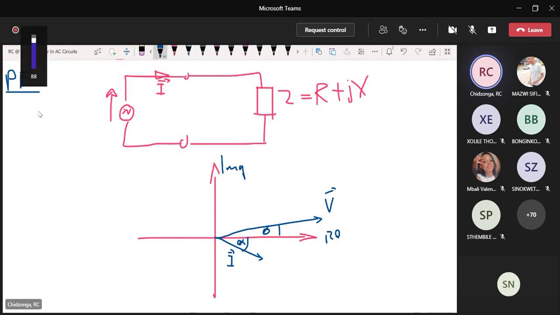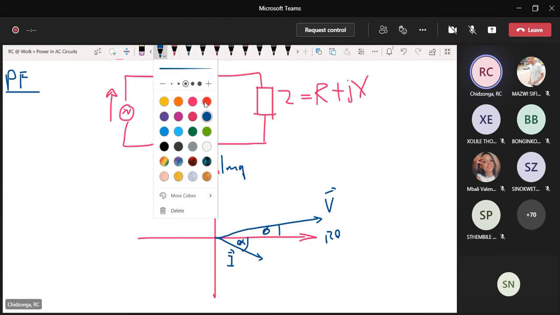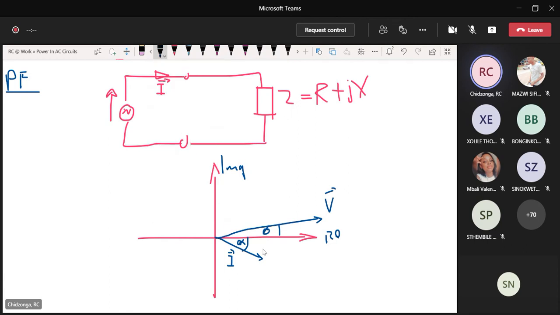When I'm talking about power factor, I'm talking about the angle between the voltage phasor and the current phasor. In this case, the angle between the current phasor and the voltage phasor, as I have shown in this diagram, will be this angle plus that. So the power factor angle in this case would actually be phi plus this. That would be the power factor angle, the angle difference between the voltage and the current phasor.